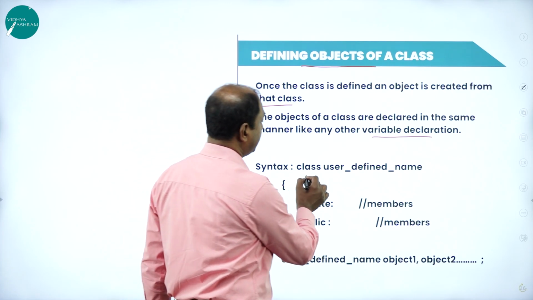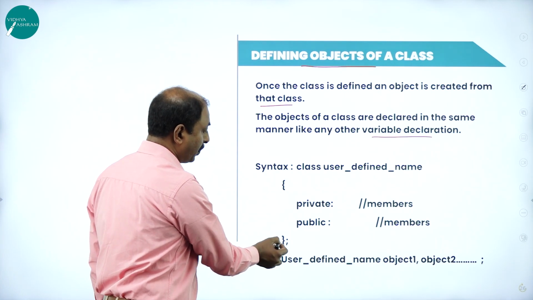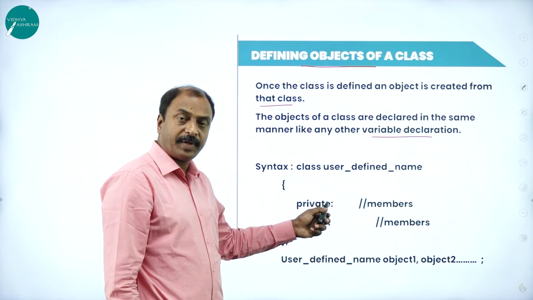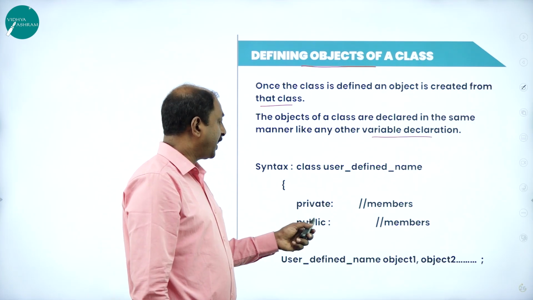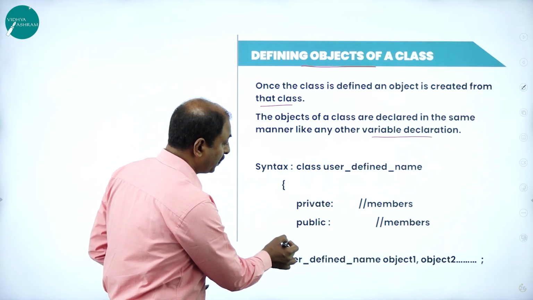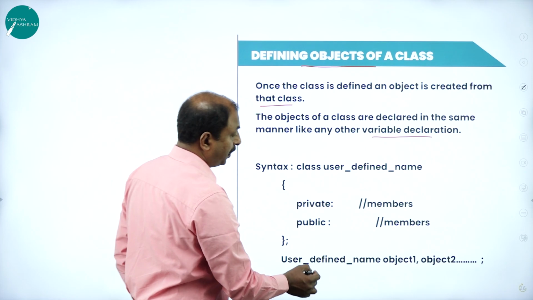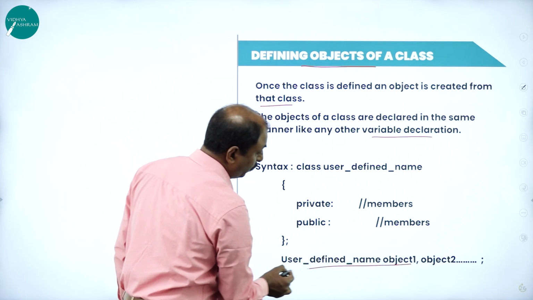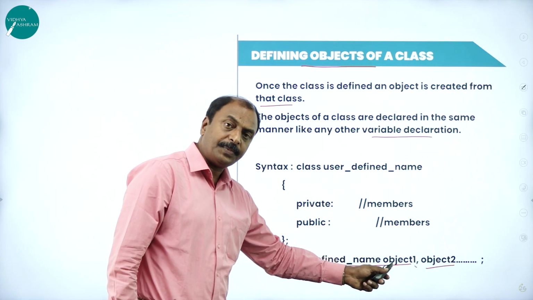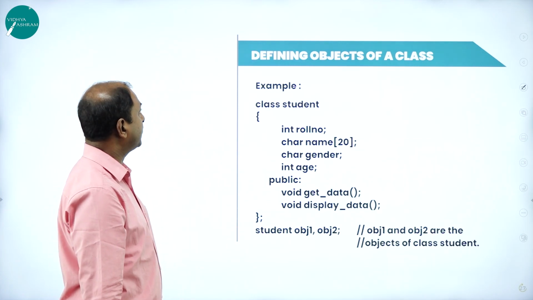Here, class is the reserved word, then the class name, a user defined name, then open the bracket, and the class is closed with a semicolon. In between, as the body of the class, we have private data members or member functions, or it can have public data members or member functions. And please observe that after the semicolon, we have a user defined name object 1, comma, object 2. It is one object, comma, second object. So we can create a number of objects of this class with the help of this syntax. In the next slide, let us see an example.